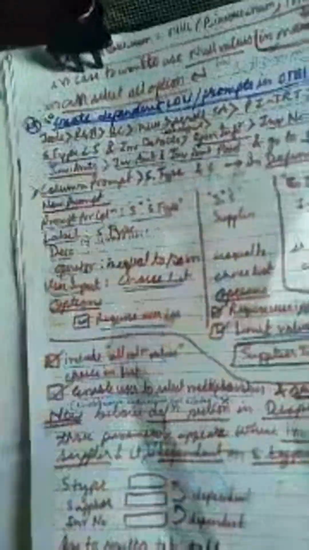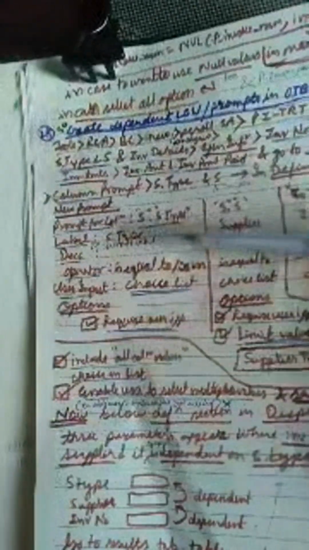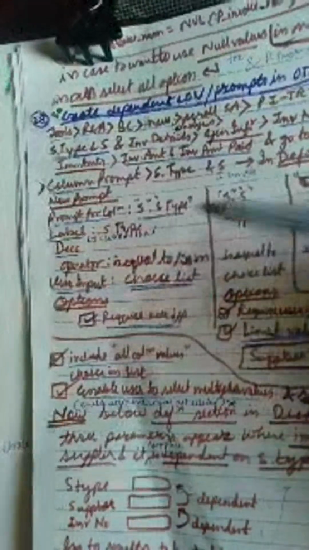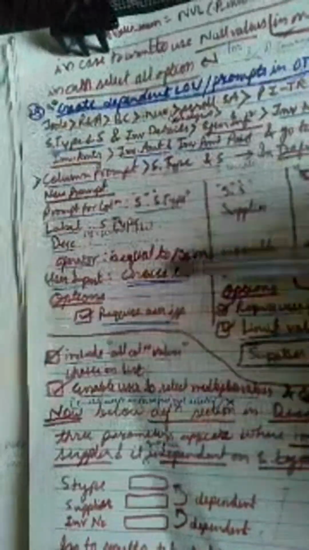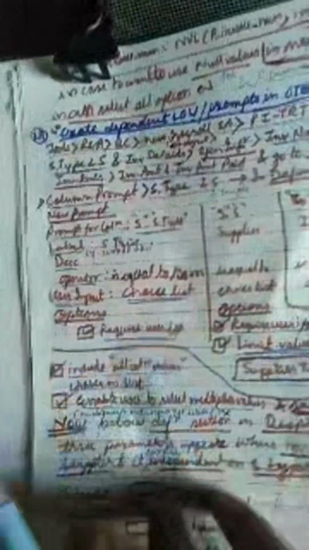So what I want is the supplier type, this is my label, the supplier type should be entered, and the value should be equal to, or it should be in choice list. That's nothing but again a LOV. So my user input should be choice list. After that, I have to make sure that below you have options.